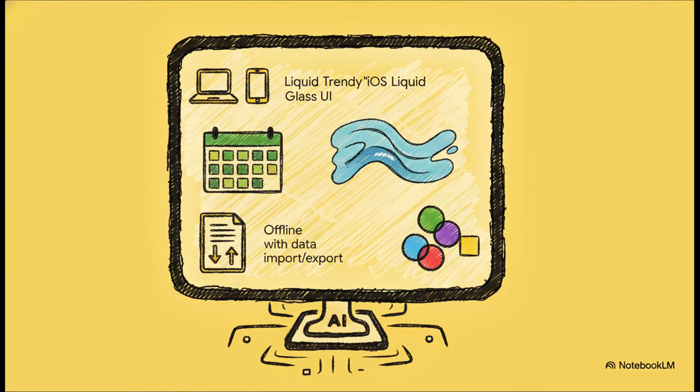Now, we did not go easy on the AI. We threw a seriously ambitious prompt at it. We asked for a responsive app that works on mobile, desktop, and web. We wanted a very specific, trendy liquid glass look, a GitHub-style activity graph, and full offline support. I mean, this was a serious stress test.